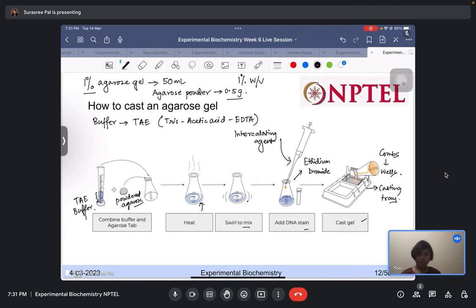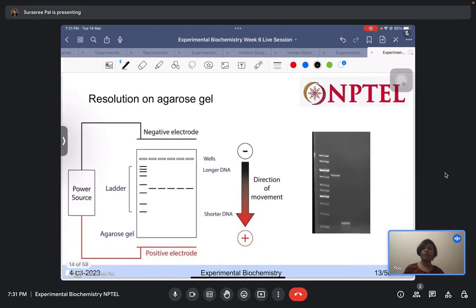So the difference between a polyacrylamide gel and agarose gel is that a polyacrylamide gel is only 0.5 millimeter thick, but for example agarose gel can be approximately 1 centimeter thick. So it can be from 0.5 centimeter to 1 centimeter thick also. So it's a much thicker gel, and its pore size is also much more than a polyacrylamide gel. So this is how we are casting the agarose gel, and then we subject the gel to electric voltage.